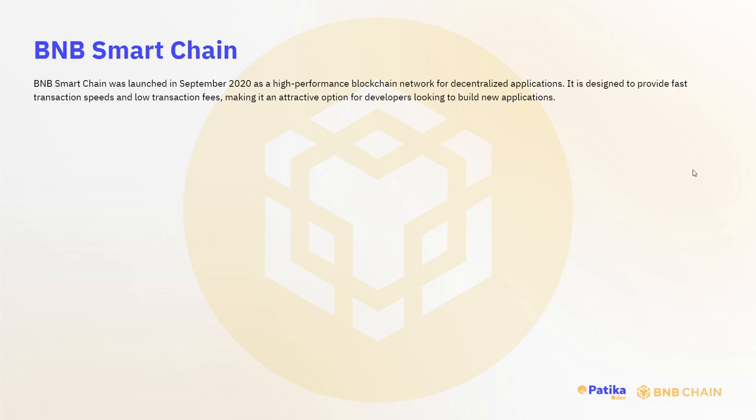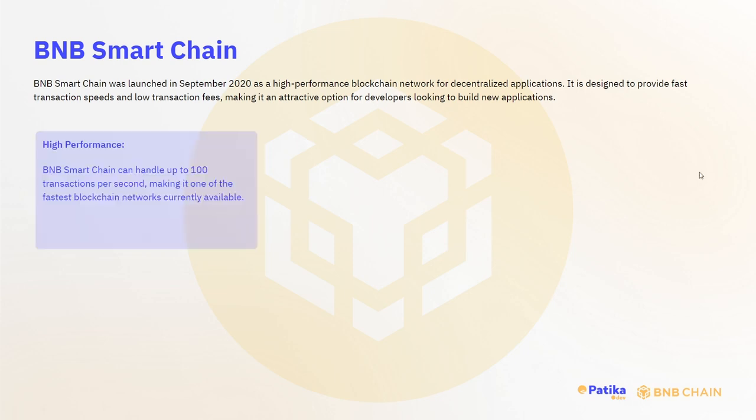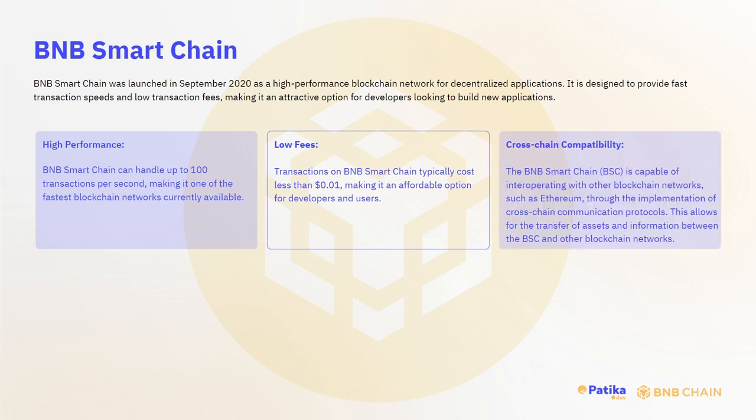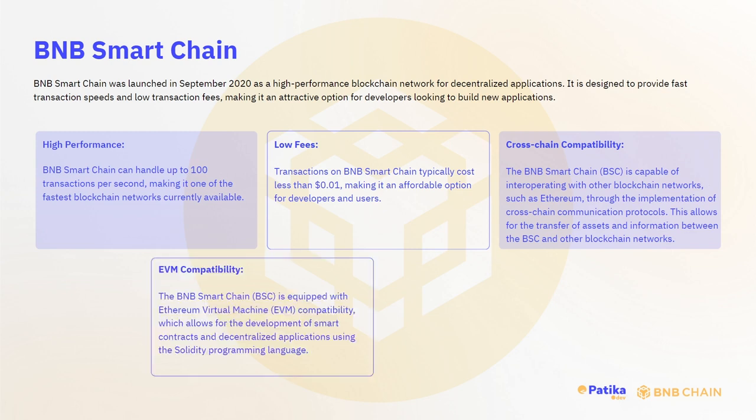Let us see some of the properties of BNB Smart Chain. High performance. BNB Smart Chain can handle up to 100 transactions per second, making it one of the fastest blockchain networks currently available. Low fees. Transactions on BNB Smart Chain typically cost less than 1 cent, making it an affordable option for developers and users. Cross-chain compatibility. The BNB Smart Chain is capable of interoperating with other blockchain networks, such as Ethereum, through the implementation of cross-chain communication protocols. This allows for the transfer of assets and information between the BNB Smart Chain and the other blockchain networks.